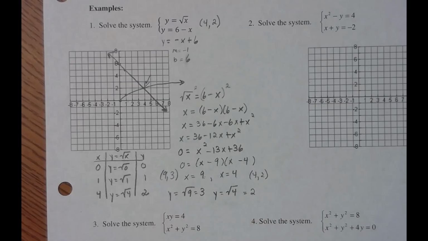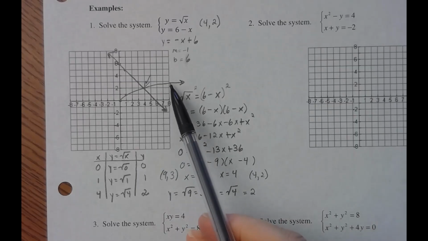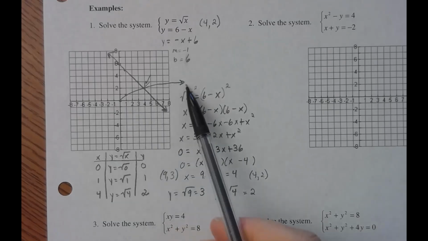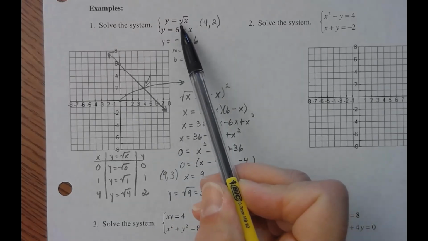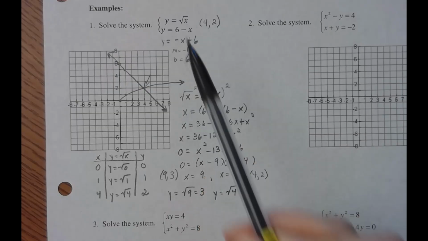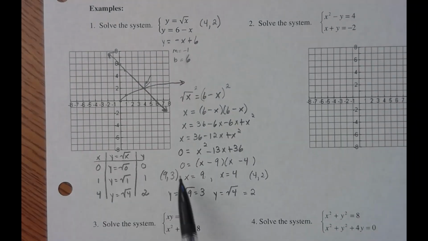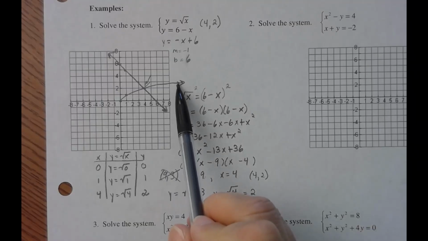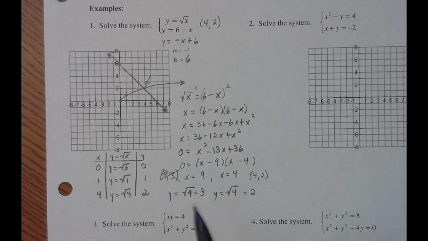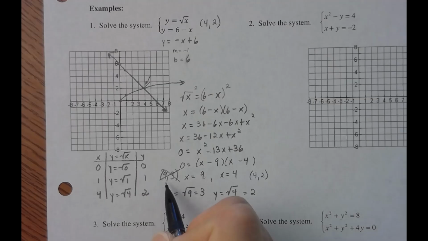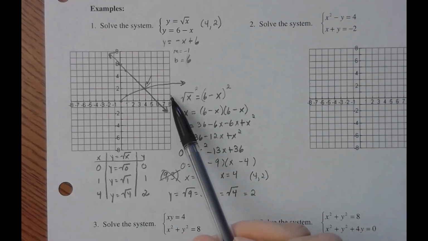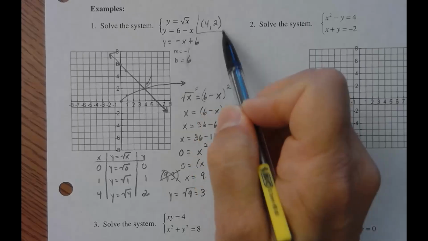Now according to our graph, you can see that we only have half of this curve, because in our original problem it was defined as positive root x. And so this solution here, (9, 3), if I look at the graph, would be over here. But this would be considered an extraneous solution. It's a solution that I get, but it's not applicable in the actual situation. So we only have one solution, (4, 2).